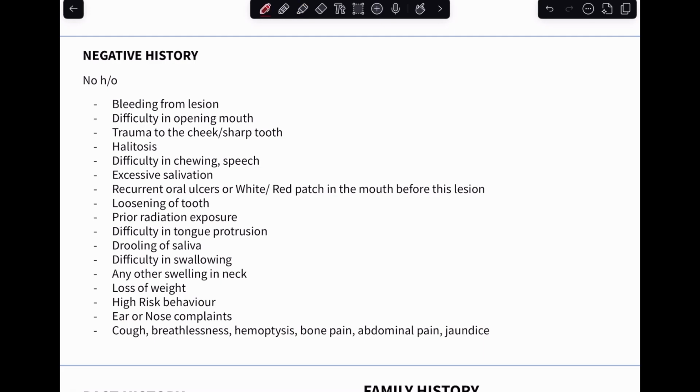So there is no history of bleeding from the lesion, difficulty in opening mouth, trauma to the cheek or any sharp tooth, halitosis, difficulty in chewing, difficulty in speech, excessive salivation, any recurrent ulcer or red or white patch in the mouth before this lesion, loosening of tooth, prior radiation exposure, difficulty in tongue protrusion, drooling of saliva, difficulty in swallowing, any other swelling in the neck, loss of weight, high risk behavior, any history of ear or nose complaints, and history of cough, breathlessness, hemoptysis, bone pain, abdominal pain, and jaundice. I'll talk about each one of these negative history, if it was present, what would it indicate, in a little bit.